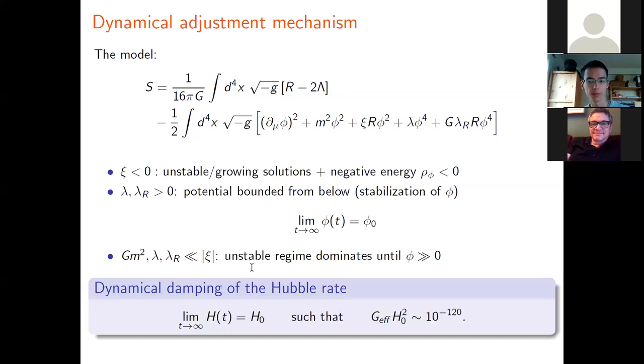So, as I told you, there are attractor solutions to this model with constant field and constant Hubble expansion rate, and what we want is that the Hubble expansion rate measured in Planck units is this very small number, 10 to the minus 120, which is the measurement scale. So that's the goal.